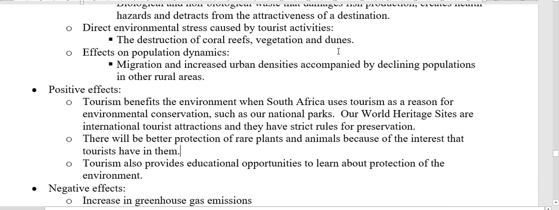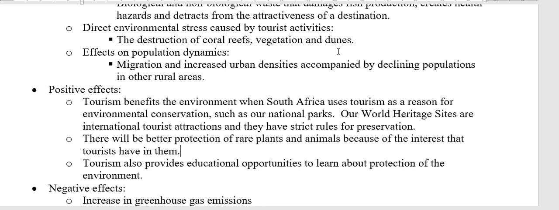All right. And then lastly, it has an effect on population dynamics as well. Okay, so migration, increased urban densities, okay, which means urbanization. More people in the cities and fewer people in rural areas. It's changing the demographics of the population. It's changing the spread of the population in the different areas of the country. So cities and urban areas become overpopulated. There isn't enough infrastructure for everybody. There isn't enough food, water, sanitation, nothing for everybody. And then the population in the rural areas is declining. Okay, nobody wants to be there.